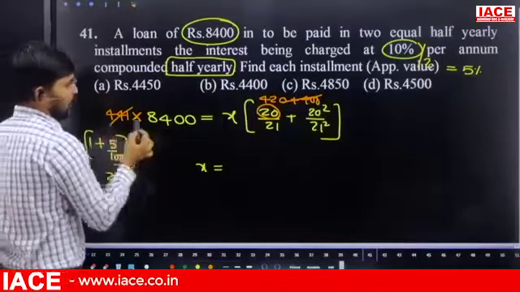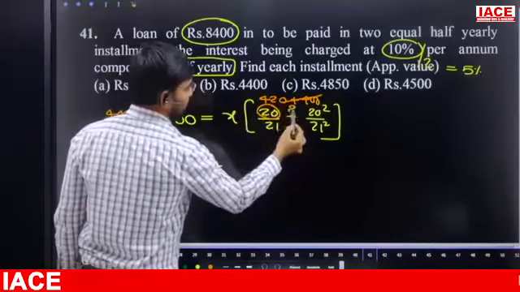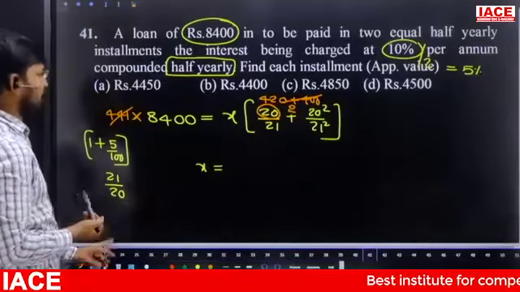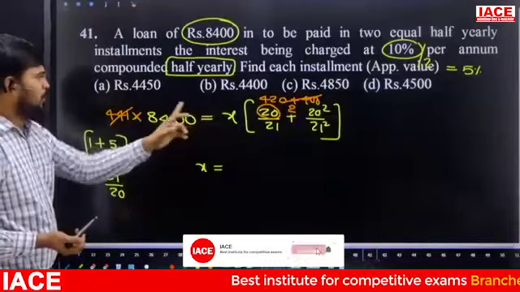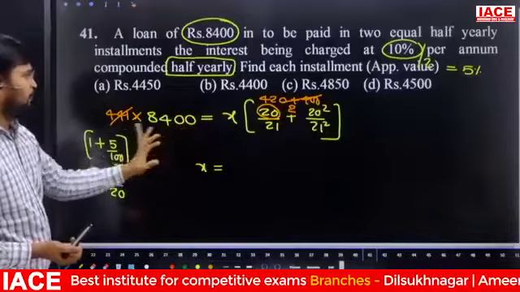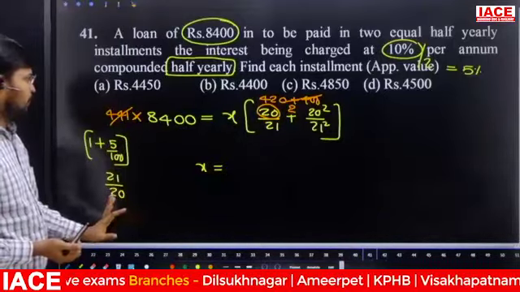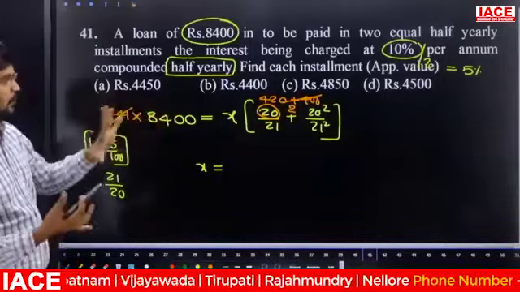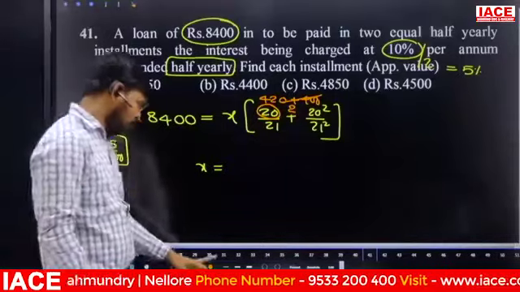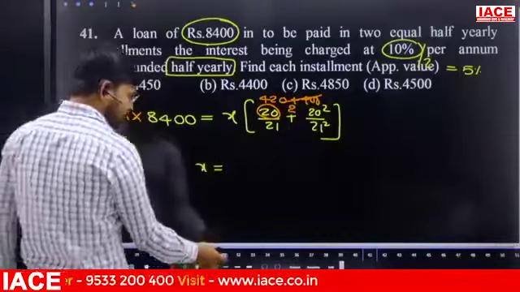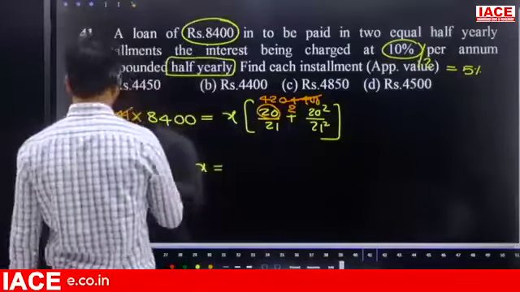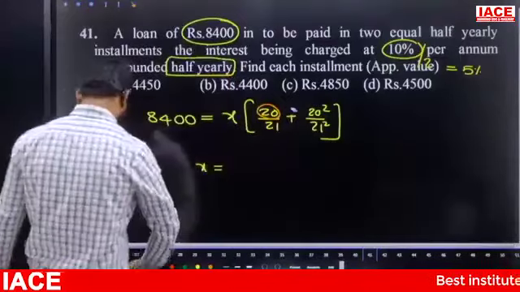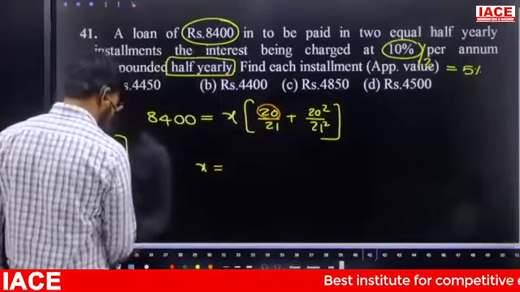So 441 ones are 441, 820, 441 2s are 882, approximately 2 times. So 2 times of 8,400, 4,200. But it is not 4,200, it's more than 4,200. Options are very close. Okay, no problem. Options are very close, then we go for some more calculations. Don't worry. Then we go for one more step.